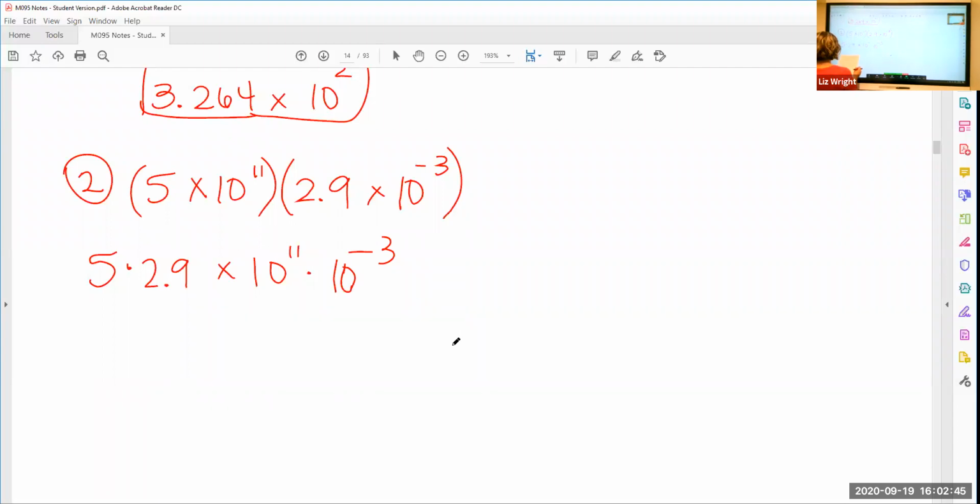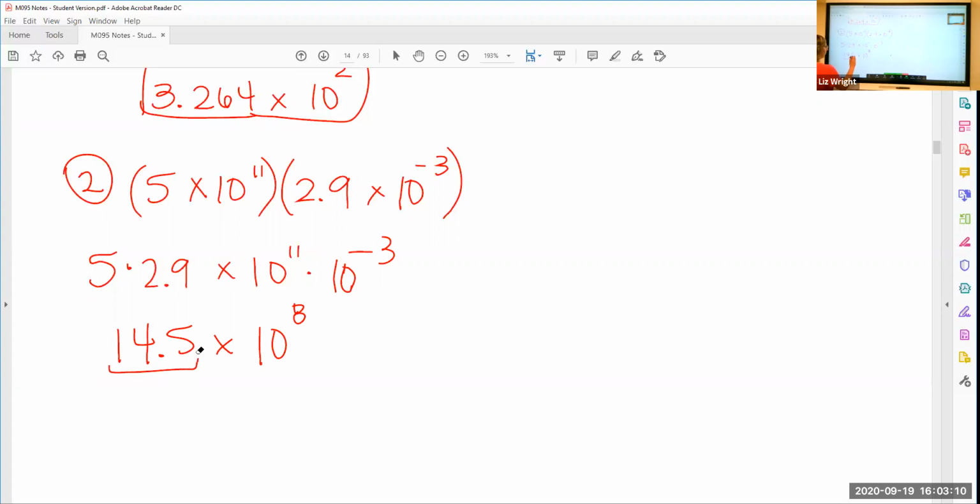5 times 2.9, you should be getting 14.5 times 10, and then here you're taking 11 minus 3, and then that should be giving you 8 here. And then you're looking at your final answer and you're saying, is that number in proper scientific notation? And the answer is no. So this right here is not in proper scientific notation.